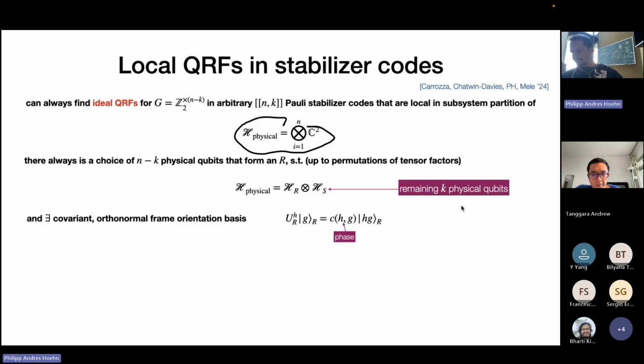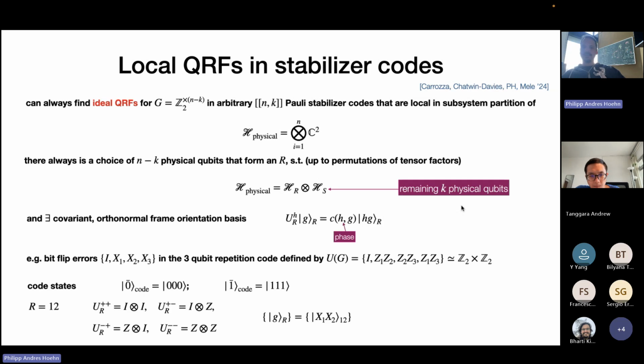in such a way that on this H_R, so on these n minus k physical qubits, I can find a covariant orthonormal frame orientation basis that satisfies these properties that I used in the definition of quantum reference frames before, that is actually orthonormal. In general, there will be some non-trivial phase here, but it's not so important. So it's just to say that there actually exists a fairly simple way in which you can get this.